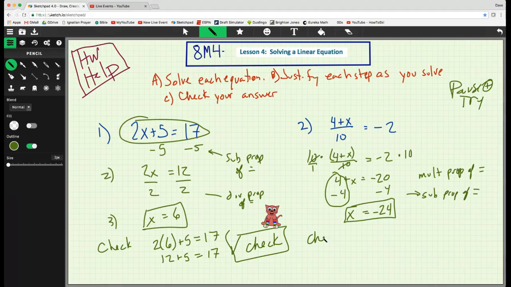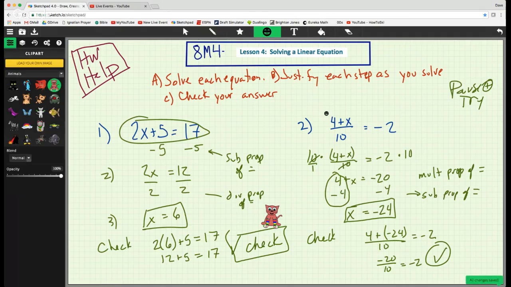Now we do our check. 4 plus negative 24 over 10 equals negative 2. 4 plus negative 24 is negative 20 over 10 equals negative 2. Check. Happy cat.